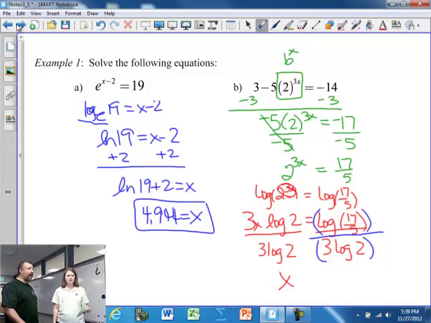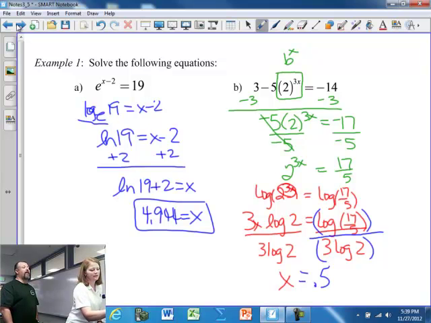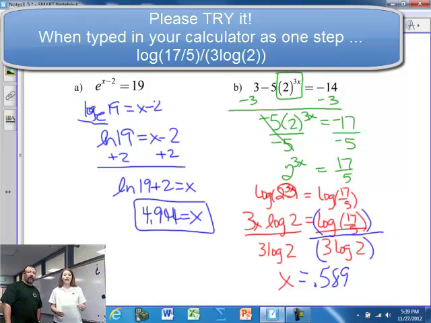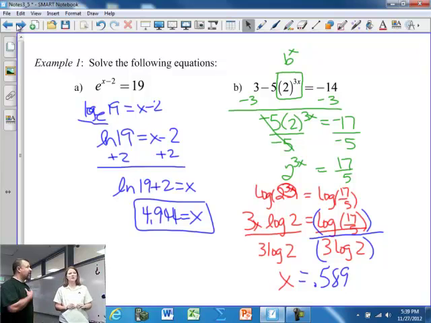So you'll type in log of 17/5 divided by, but make sure you put parentheses around that 3 log 2. Take out your calculator right now, pause the video, try this, and make sure that you get the same answer we got on our paper, which is approximately 0.589. If you don't get 0.589, then figure out a way to type it in so that you do, so you know how to use the calculator correctly. And if you still can't get it, come and see us, because we want you to get the right answers. We don't want you to do all the right algebra and pre-calc stuff and then hit a wrong button on the calculator. It's kind of silly, actually.